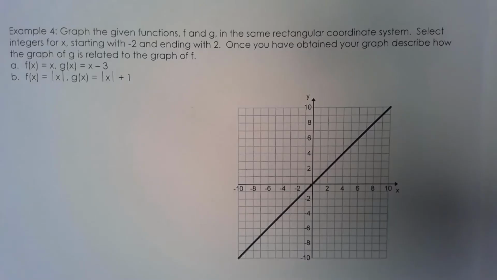Graph the given functions f and g in the same rectangular coordinate system. Select integers for x starting with -2 and ending with 2. Once you have obtained your graph, describe how the graph of g is related to the graph of f.